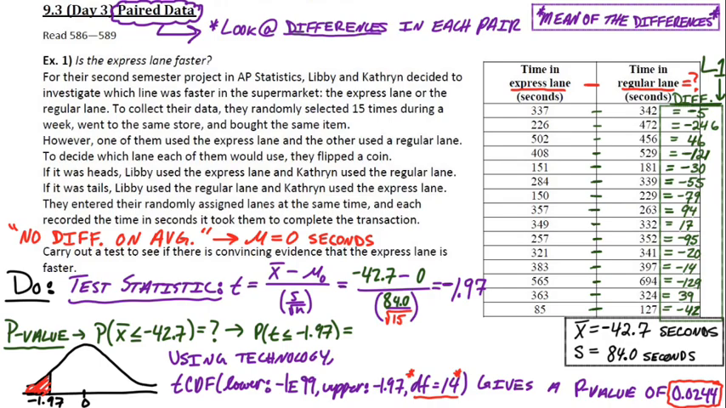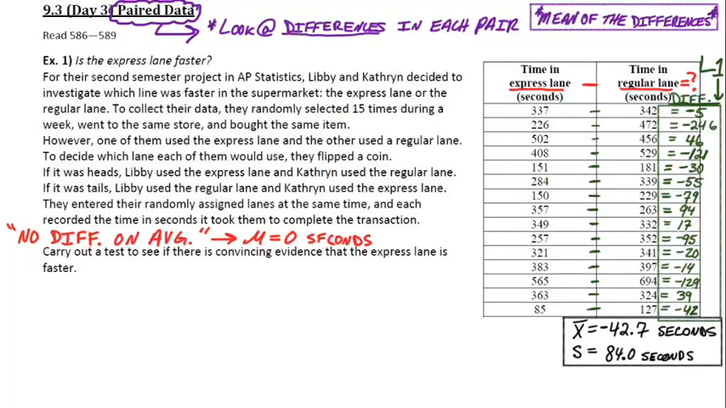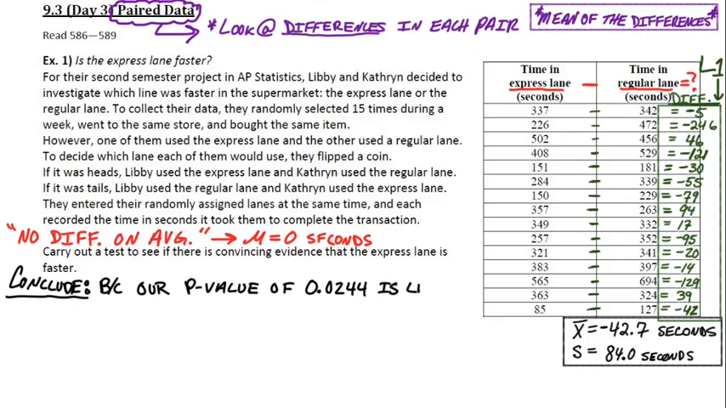All right, time to conclude. Last step for significance test, the conclude step. So we got a p-value that was really low. In fact, too low for us to believe the null hypothesis. So our p-value was low, right? So because our p-value, which was 0.0244, is less than alpha, which was 0.05, we're going to have to reject the null hypothesis.